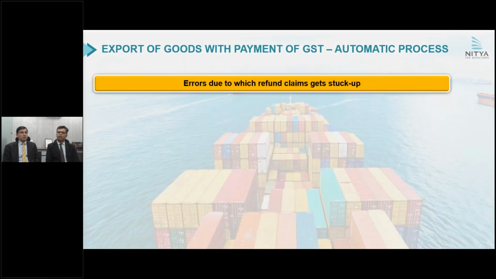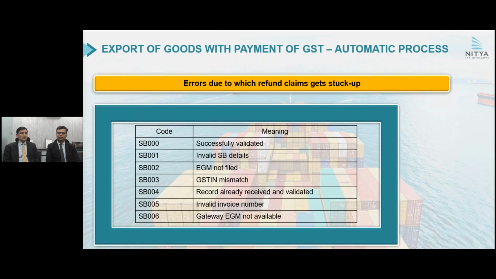So we have discussed various errors because of which refund gets stuck. If you see from the previous slide, there may be shipping bill details not matching with the customs portal. EGM may not be filed by the customs department, because of which the data does not get validated at the customs side. There may be a GSTN mismatch, that is, at the time of filing of the shipping bill, an incorrect GST number was posted.